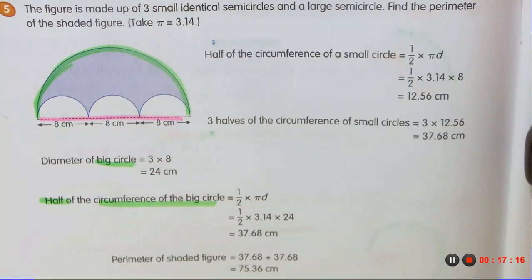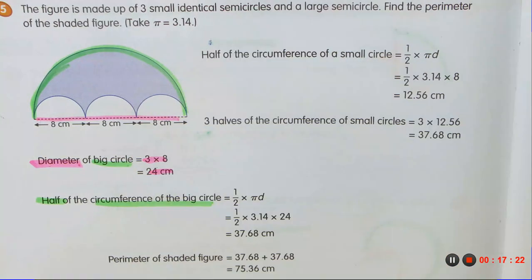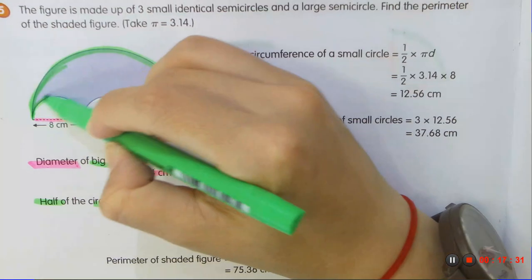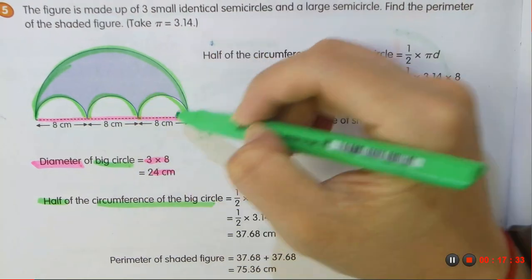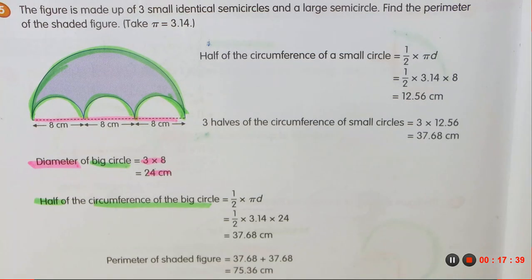Now, I'm highlighting it in pink only because I want you to see the diameter. But should I add these measurements into the perimeter? Again, no. I should be only adding all the green color arcs here, not the pink line. But the pink line provides the measurements for the large semicircle, as well as the diameters for the small semicircles.